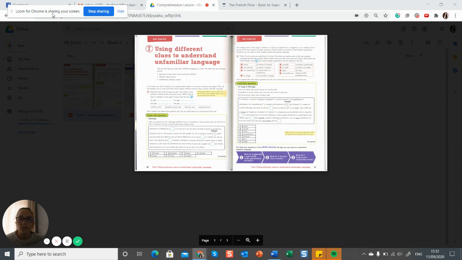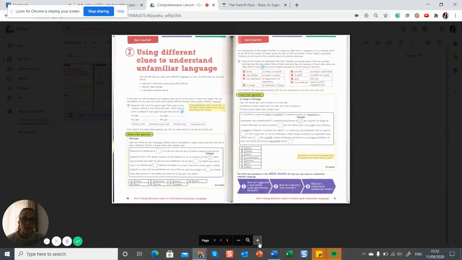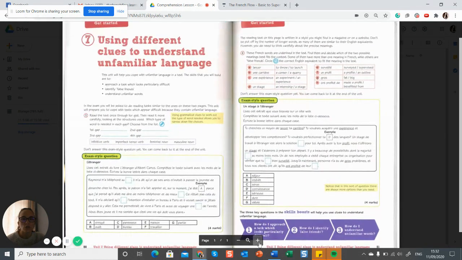And if it's in the reading or in the listening, you're going to make sure that you make sense of it so you can actually answer your question. So that's what this last unit is all about, using different clues to understand unfamiliar language.